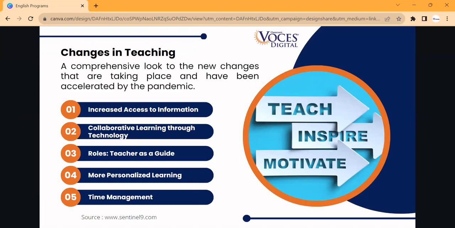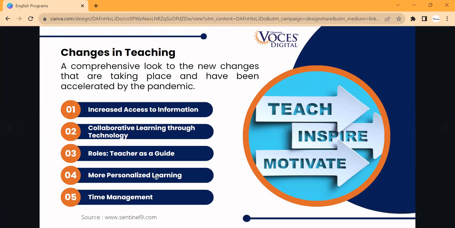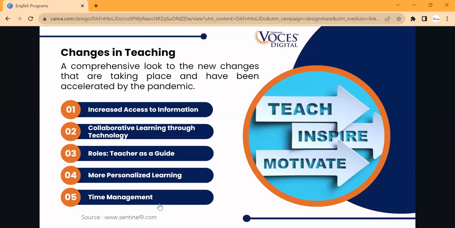also have noticed that with Voces that there are changes in teaching because now there are different new challenges that are taking place. And after the pandemic, they have been accelerated. One of them is increased access to information for our students. There is also preference for collaborative learning through technology. The role of the teacher is now a guide. There is more need for personalized learning, and the importance of time management is also essential in this new context.